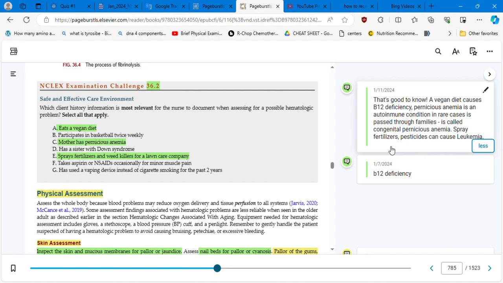Sprays fertilizers and weed killers for a lawn care company. Not only the fertilizers, but the pesticides. I have patients that I'm treating with leukemia, a specific type of leukemia. Leukemia has 4 types, but the ALL patients, most of them, but the others can get it too. Most of them are because they are using a lot of pesticides.